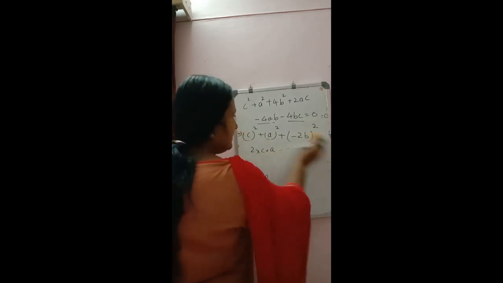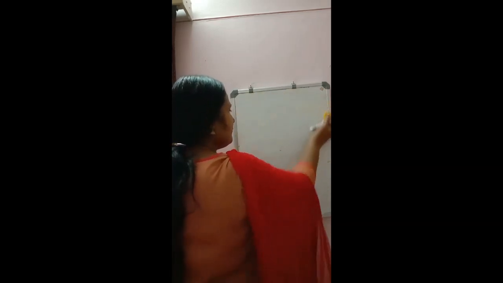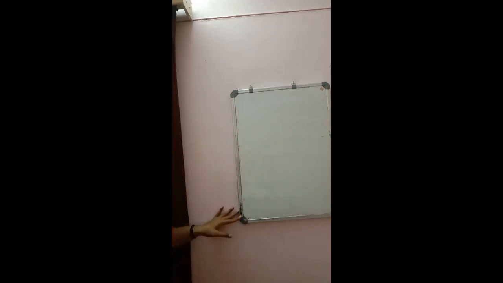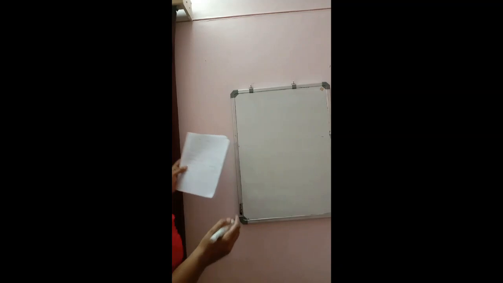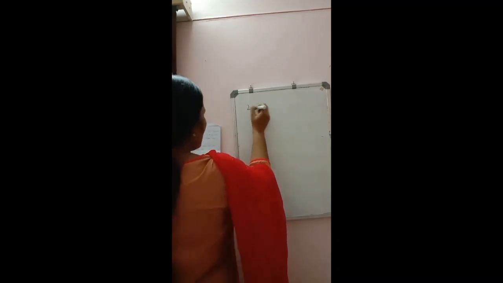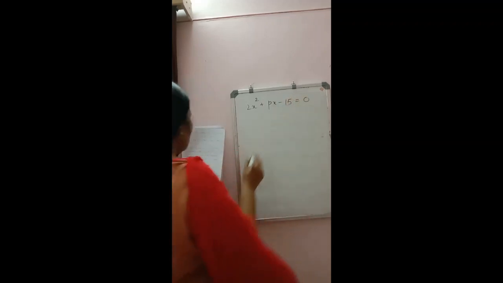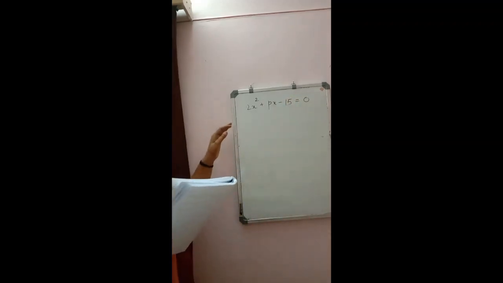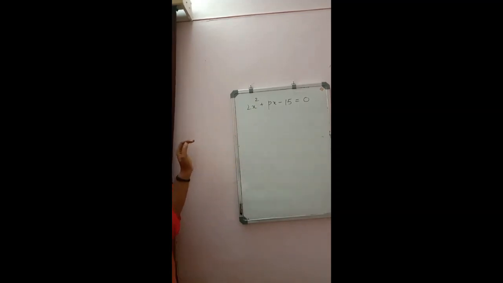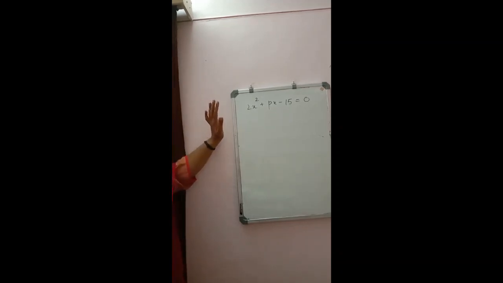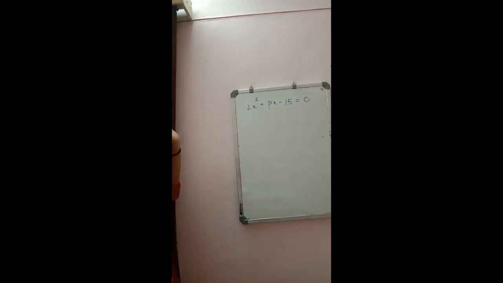Moving on to the next question. Next question is a combination of two questions. Don't mix up both the questions. In the first question it was given, if minus 5 is a root of the quadratic equation 2x square plus px minus 15 is equal to 0. It was given minus 5 is a root of this equation. It means minus 5 will satisfy this equation. So in place of x we are going to substitute minus 5. It will give the value of p.